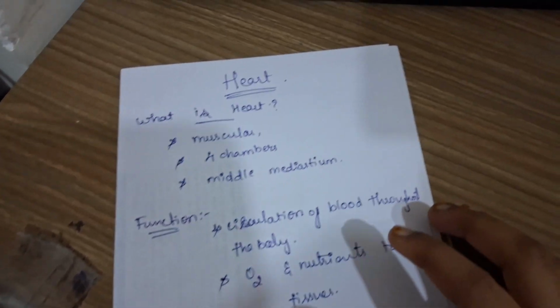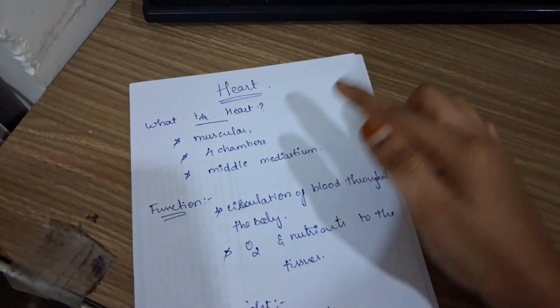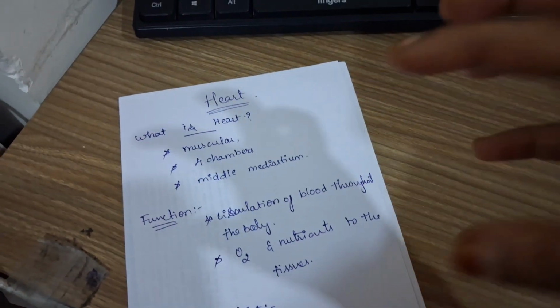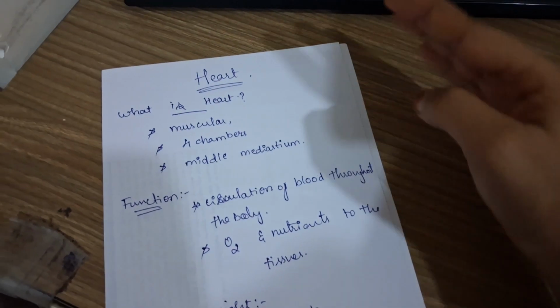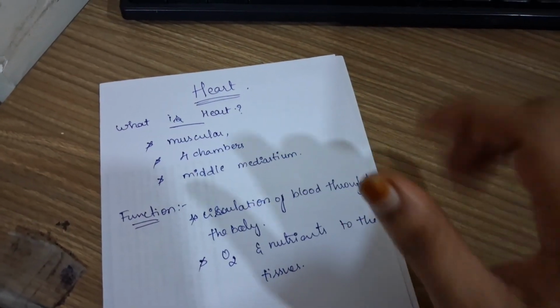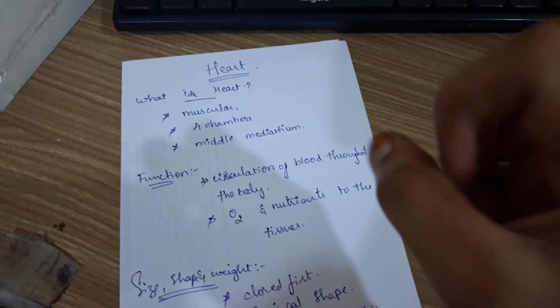So let's revise what all we learned today. So we learned what is the heart. What is the definition of the heart? It is a muscular chamber, made up of muscle, four-chambered, present in the middle mediastinum. What is the function? It is to pump blood.